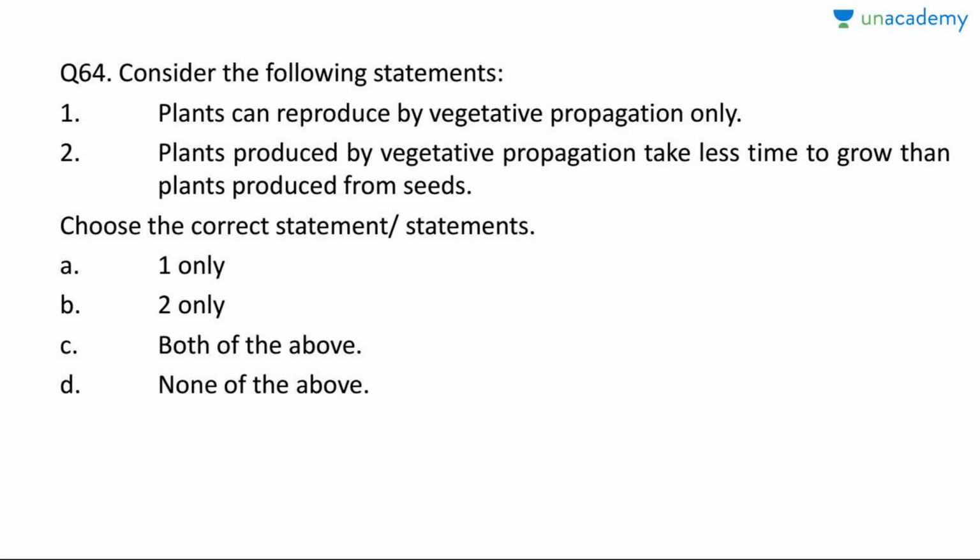Consider the following statements. Plants can reproduce by vegetative propagation only. This is wrong. Plants produced by vegetative propagation take less time to grow than plants produced from seed. This is correct. So answer here is B, that is 2 only.